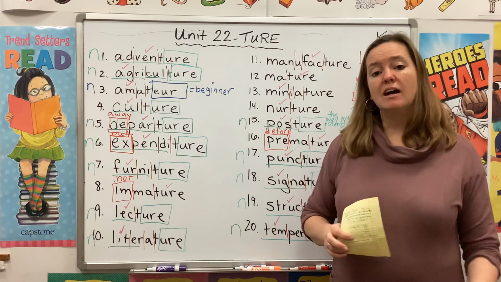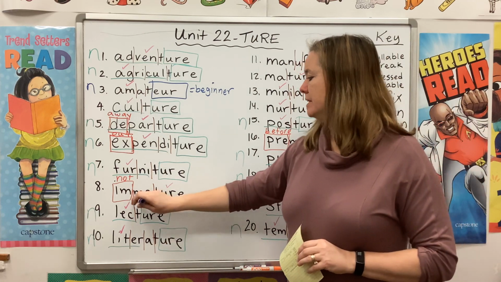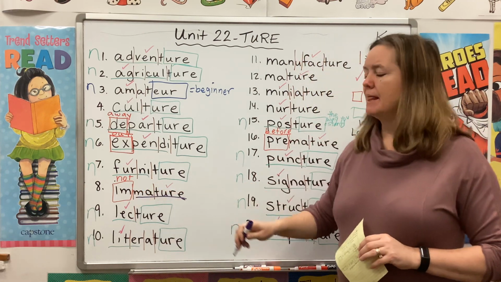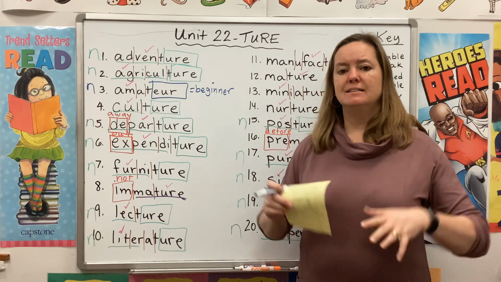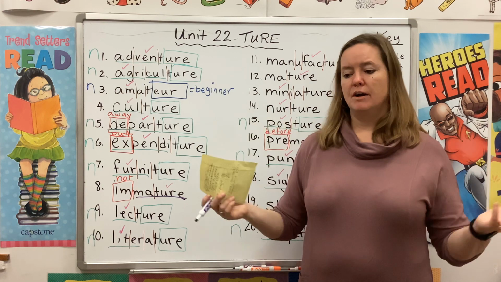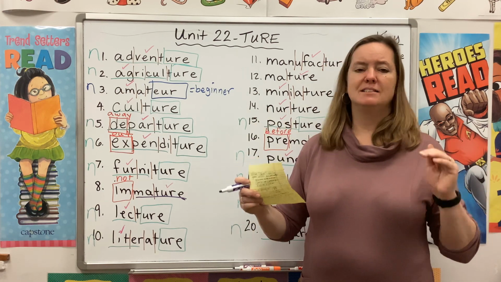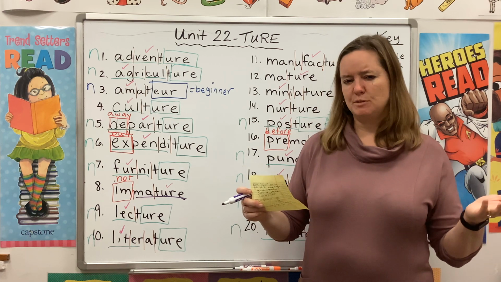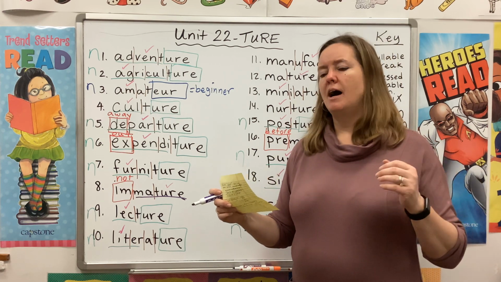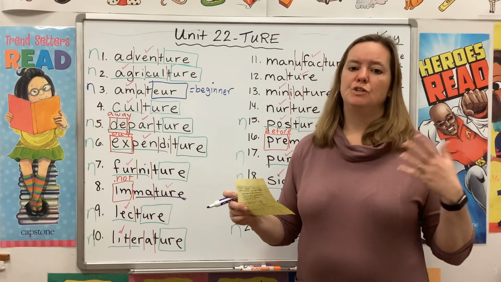All right, let's talk about some adjectives here. So here's one we're going to see a lot. If a person is mature, that means they are grown up and they act grown up, at least to the age that they're expected to be. So a mature 10-year-old would use good manners.